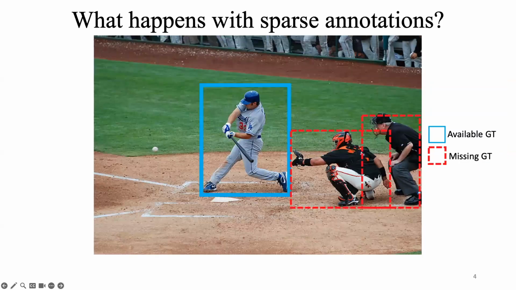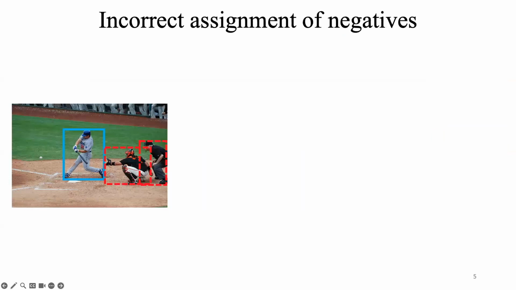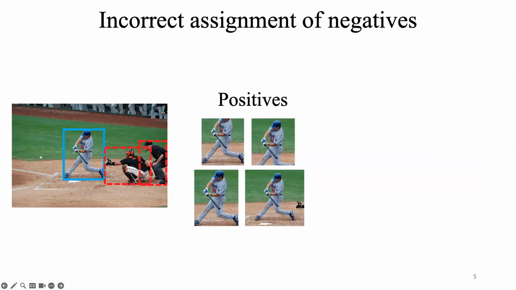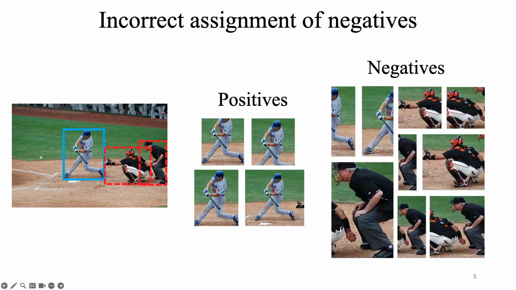First, let's see why training with missing labels hurts the model performance. Consider an image with three objects, out of which only one is labeled. To train an object detector, we consider all proposals with IOU greater than 0.5 as positives, which look like this, and all the proposals with IOU less than 0.5 and greater than 0.1 are treated as negatives.